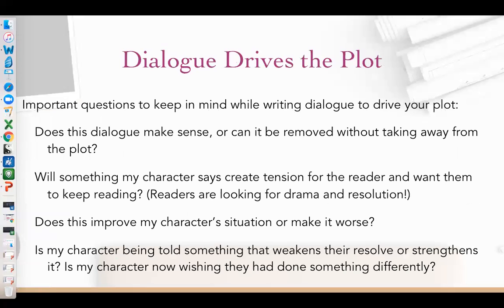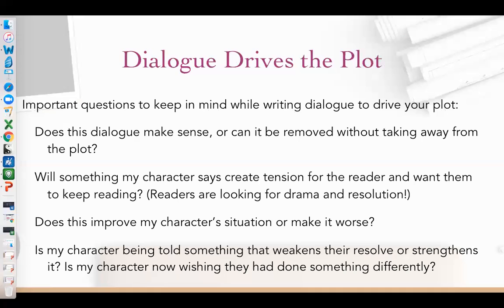So, other questions we can keep in mind when writing dialogue to make sure it's actually driving our plot. Does the dialogue make sense? If we could just remove this, would it affect the plot negatively? Could I remove certain things that Dan and Reese talk about? That's definitely something I have to have Becky look at. We all have to look at that and see if I chop this piece of dialogue, does it take away from the plot, or does it help clean up my writing? Will something my character says create tension for the reader and make them want to keep reading? We definitely want that drama and tension, so that we get the resolution, and that release from knowing the answer to the mystery, for example.